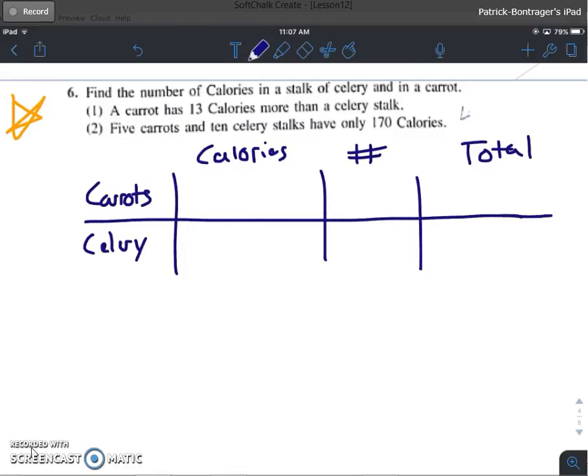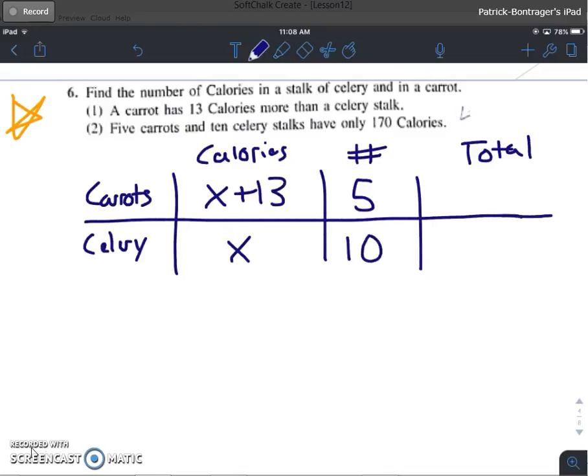A carrot has 13 more calories than a celery stalk. So I'm talking about carrots in terms of celery. So celery is going to be x. Carrots are going to be x plus 13. So that is the amount of celery plus 13. Number. So this one's a little different. I have 5 carrots and 10 pieces of celery.